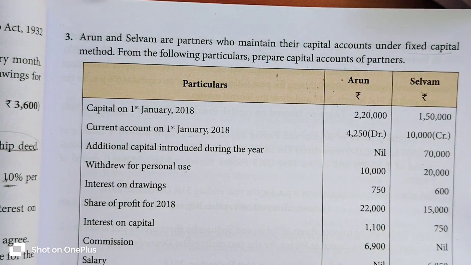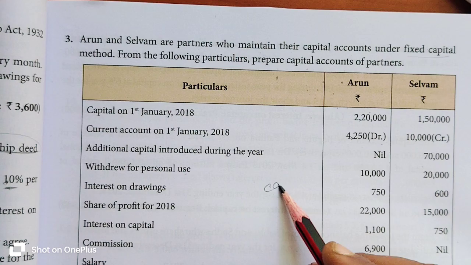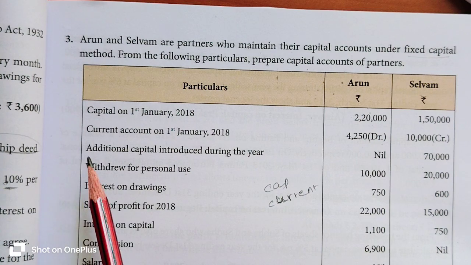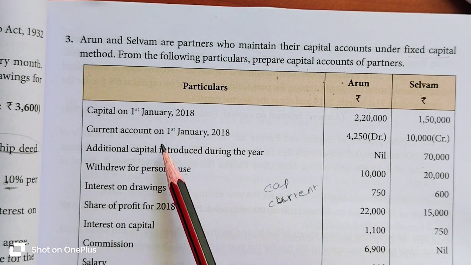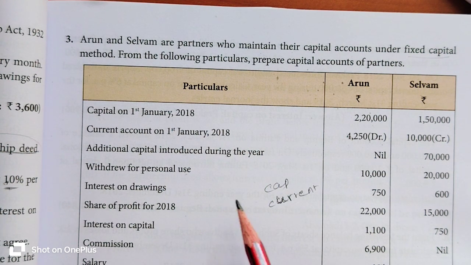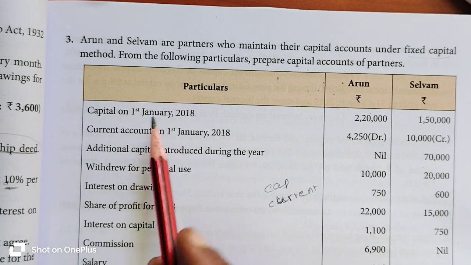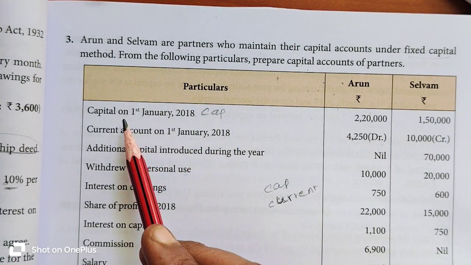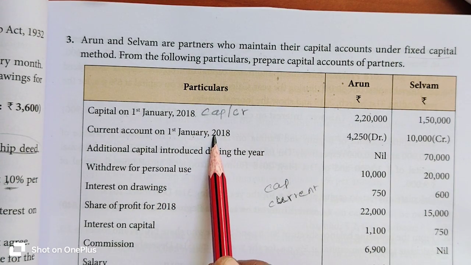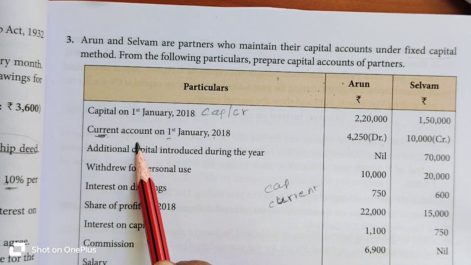Under fixed capital method, each partner maintains two accounts. What are they? That is partners capital accounts and partners current account. As per the format, first we have to mark which transactions appear on capital account and which transactions appear on current account. Capital on 1st January 2018 is the capital account. So the opening balance of the capital account will appear on capital account credit side. Current account on 1st January 2018 means opening balance of the current account.